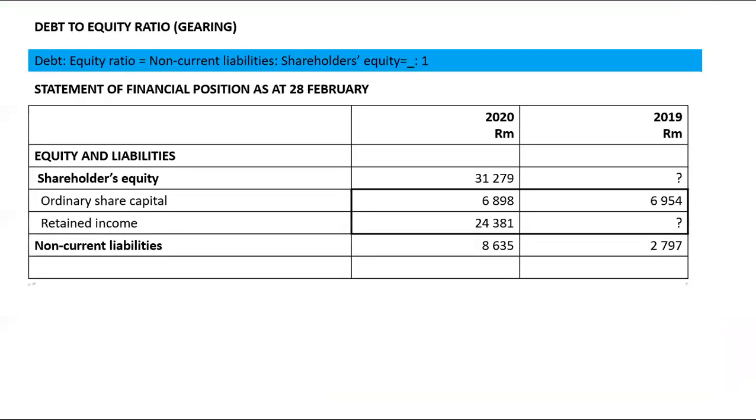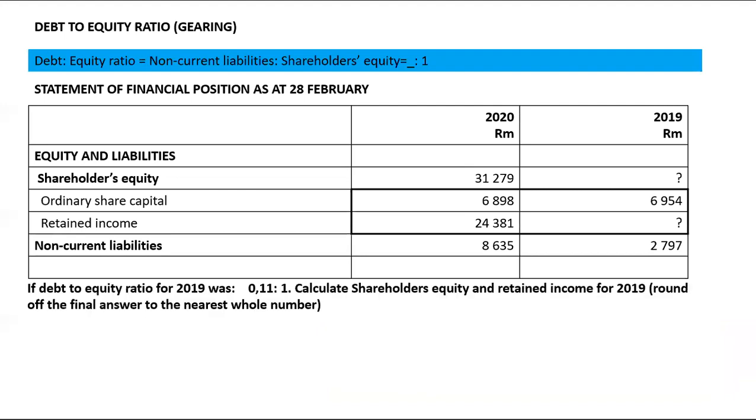Someone please help us with this. If debt to equity for 2019 was 0.11:1, calculate shareholders' equity and retained income for 2019. Round off the final answer to the nearest whole number. How will we do that?